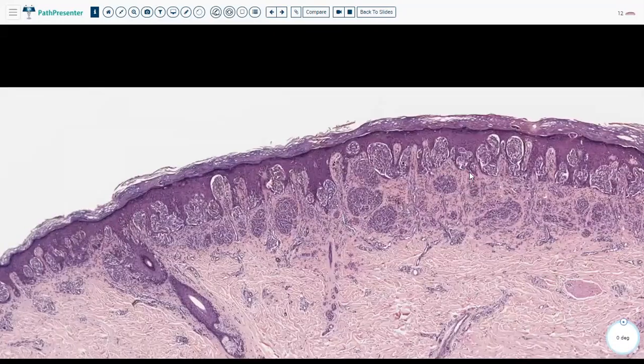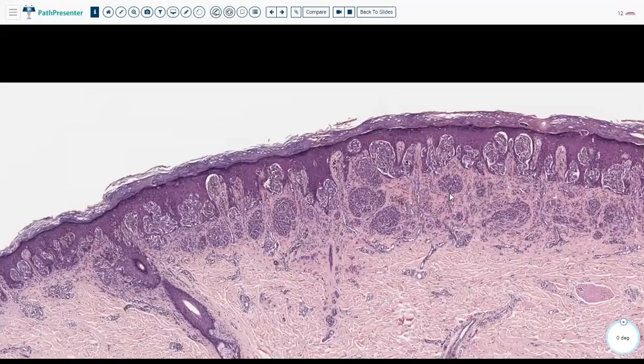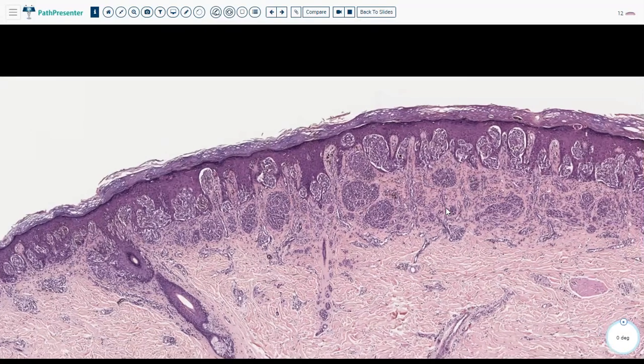Spitz nevi, it really depends on the age of the patient when you diagnose it. If you find it in a child, you can just say that this is a Spitz nevus and you can even just monitor it. If you see it in an adult, you should be very hesitant to call it a Spitz nevus. Sometimes you need to do molecular testing to make sure there are no chromosomal or genetic abnormalities suggestive of a melanoma. And even if it's all normal, very often we recommend re-excision for a Spitz nevus in an adult.